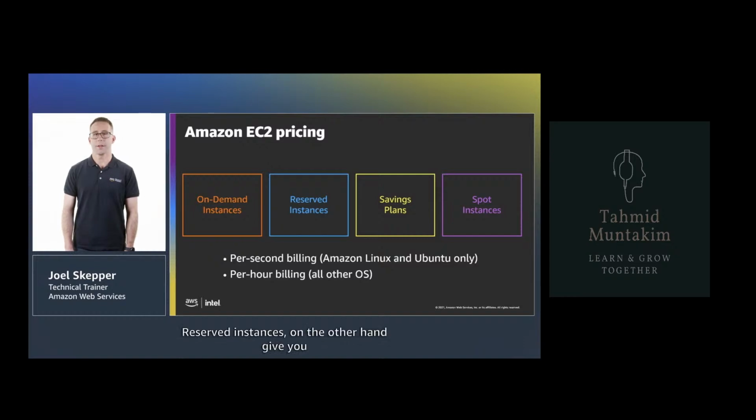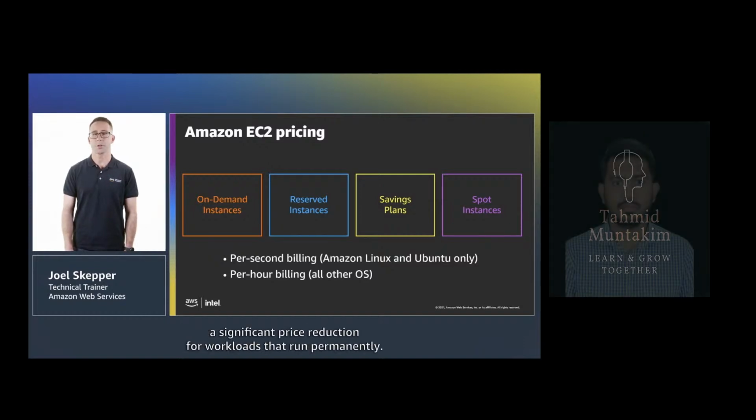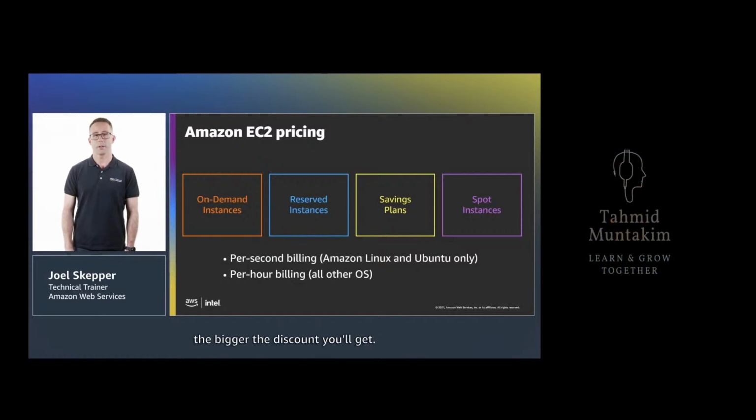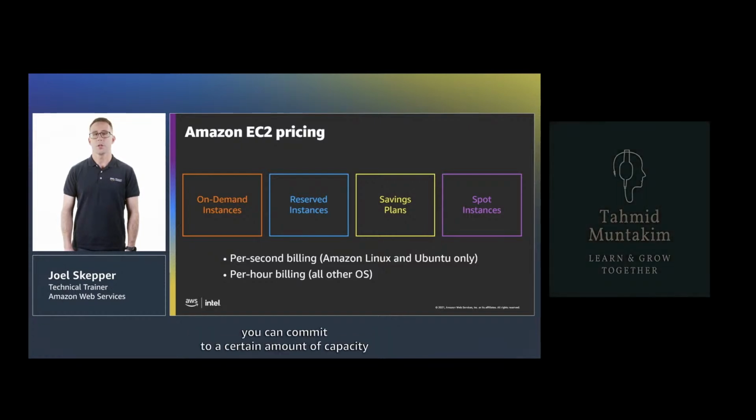Reserved instances, on the other hand, give you a significant price reduction for workloads that run permanently. For example, you can choose a 1 or 3 year commitment, and the more you pay the commitment up front, the bigger the discount you'll get. Great for steady-state workloads, your public-facing website as an example. Savings plans are a similar concept. You can commit to a certain amount of capacity that you're going to utilize over time.